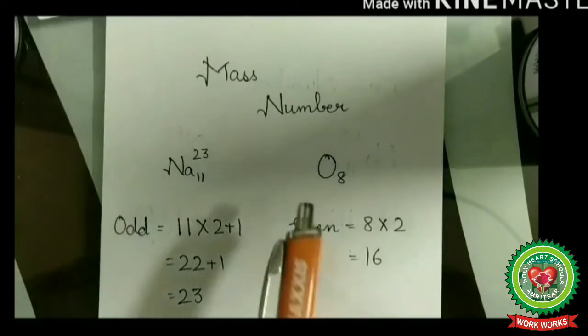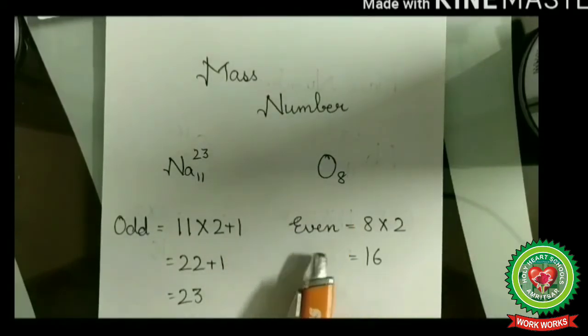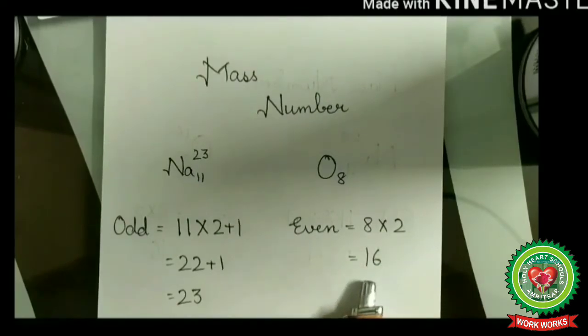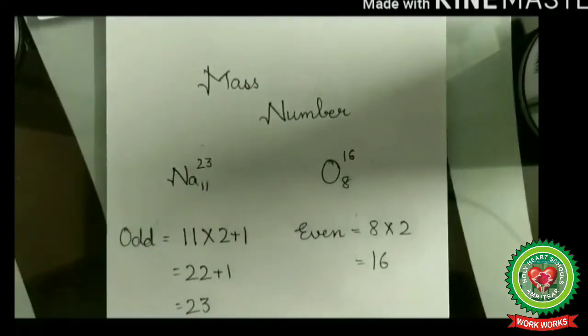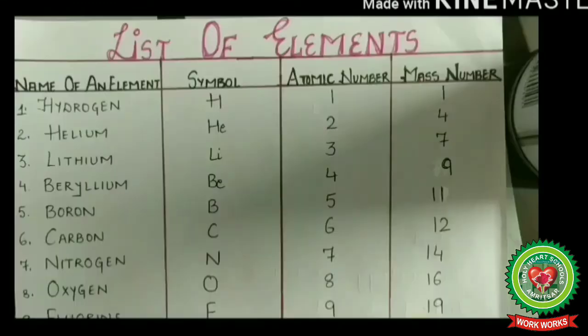Now next I have taken oxygen. 8 is its atomic number, it's even. So we'll simply multiply it by 2 and whatever the answer comes, that is its mass number. So 16 is the mass number for oxygen, whose atomic number was 8.